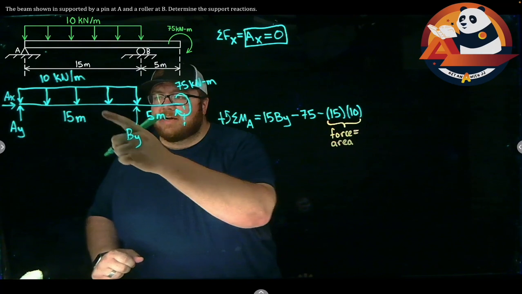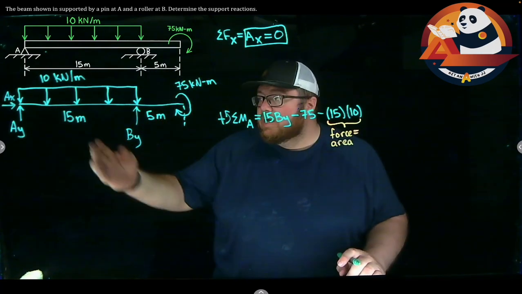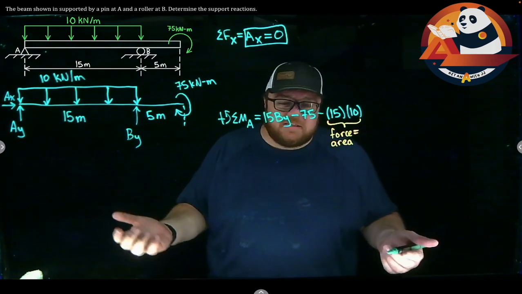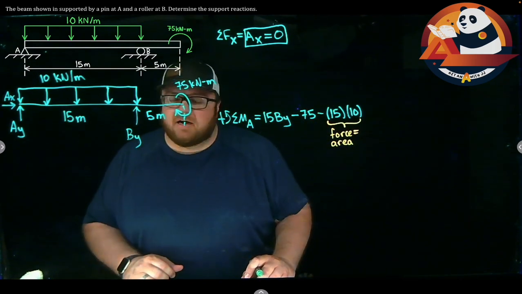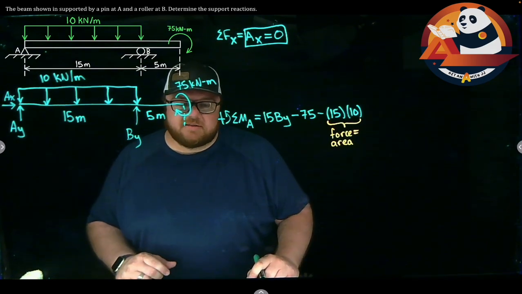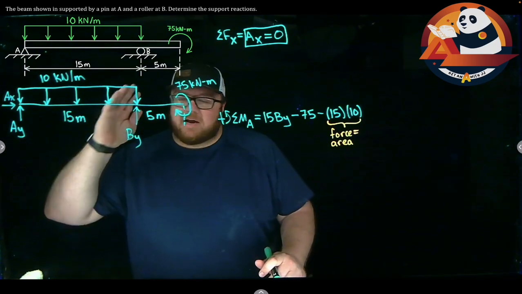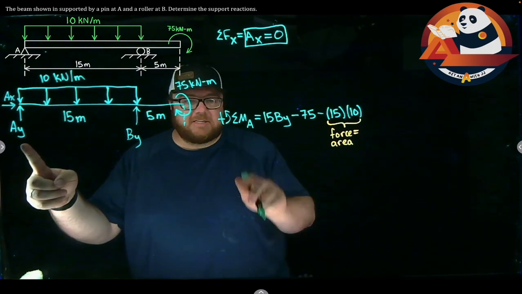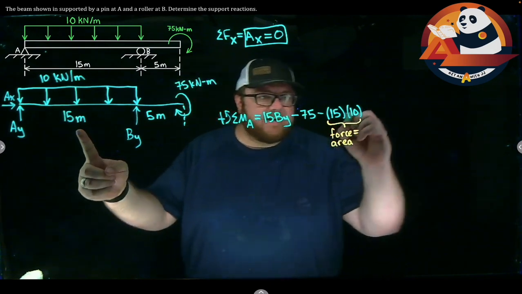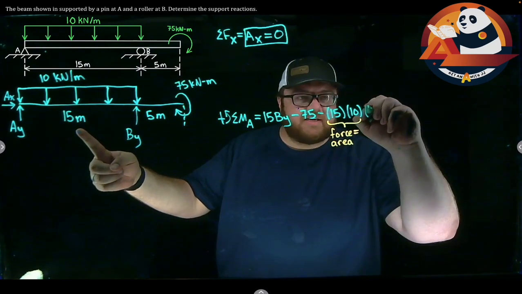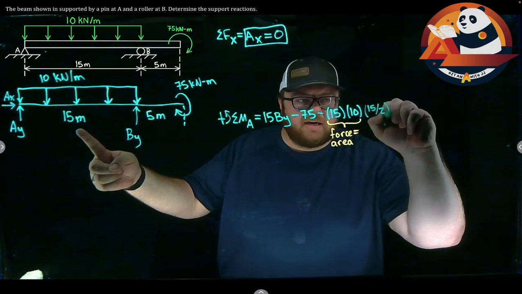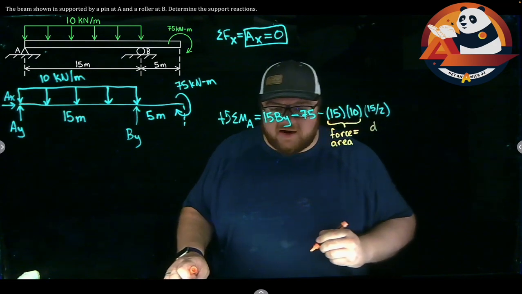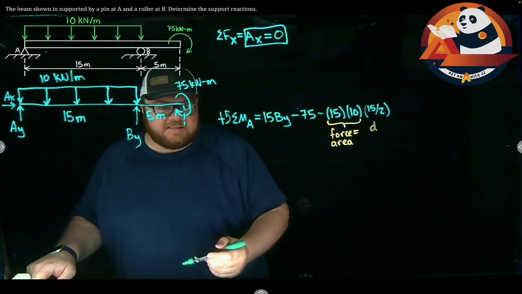That next piece in here, I need to get my distance for my distributed load. Distance is just going to be to the midpoint of a rectangle. Technically, it's to the centroid of whatever the shape is, but we're just going to use rectangles and triangles, or we can combine them and make a trapezoid. But for a centroid of a rectangle, it's the very middle of that. So what's the distance from A, where I'm taking moments about, to the very middle of my rectangle? Well, my entire base is 15. To get to the middle, I just divide by 2. 15 over 2 is my distance. That's my d term. Force times distance.